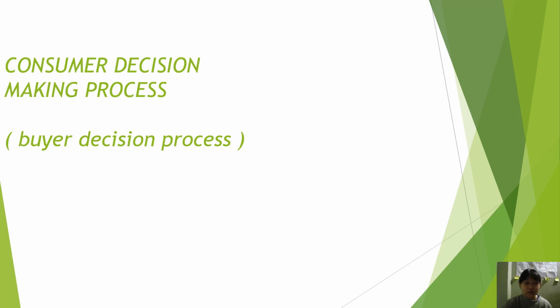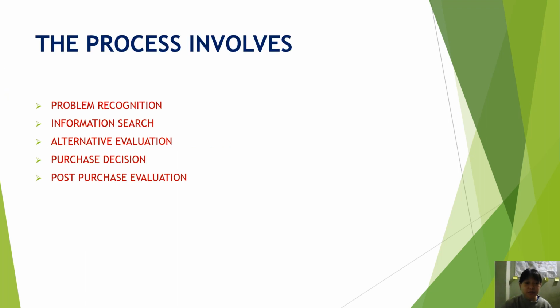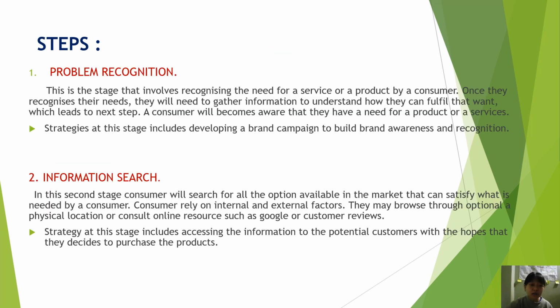Hello everyone. Today I'm going to talk about the consumer decision-making process, which is also known as the buying decision process. There are 5 stages in this process that a consumer goes through to make a purchase decision. The stages are: problem recognition, information search, alternative evaluation, purchase decision, and finally post-purchase evaluation.